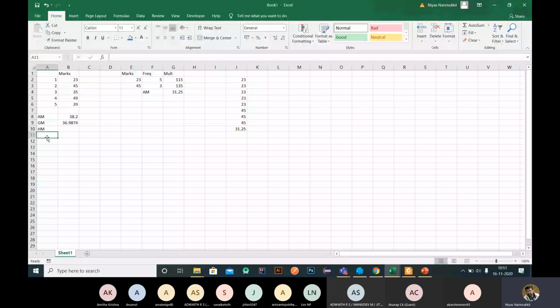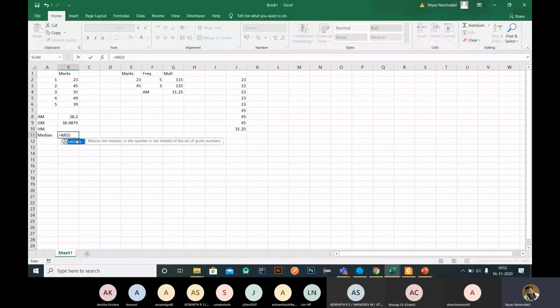That is median. For example, for the median of these five values, first we need to sort these values in ascending order. So 20, after 23 comes 35, then 39, 45, 49. So the median is 39 in this scenario. If you want to find the median, you have a direct function, MEDIAN. Use that function, then select all the marks here, that is B2 to B6. So we will get the answer as 39.